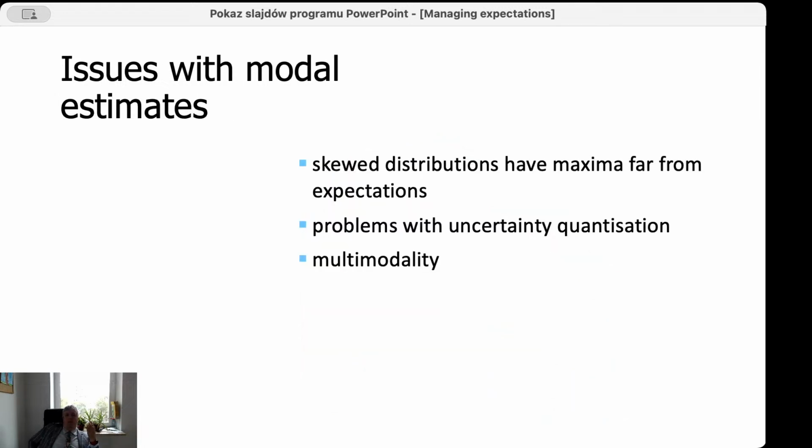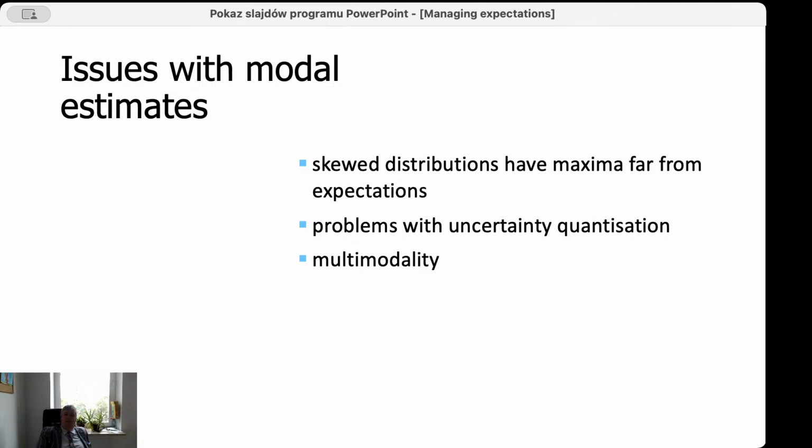So skewed distributions can cause the maximum to be far away from the expectation. Moreover, there are problems if the function is multimodal, because for multimodal functions finding a global maximum is a problem. The more parameters you have, the larger the problem is. And finally, there's a problem with quantifying the uncertainty. We can find the expected value, but we are completely unaware how well it represents our data.